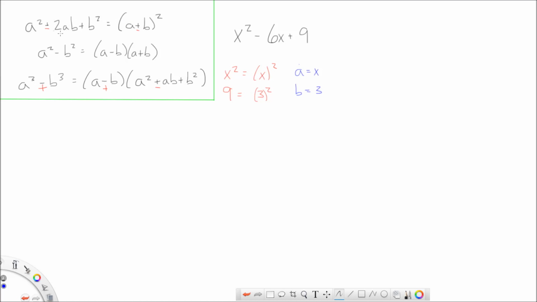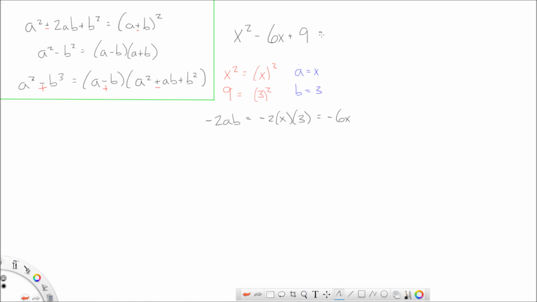The second thing we have to check is that our middle term here, minus 6x, is the same as negative 2ab. So if we look at minus 2ab, well, minus 2, a we just said is x, and b we just said is 3. So negative 2 times x times 3 is negative 6x. So this middle term here, minus 6x, is exactly minus 2ab. Now if we make a equal to x and b equal to 3, then a squared minus 2ab plus b squared is exactly x squared minus 6x plus 9.